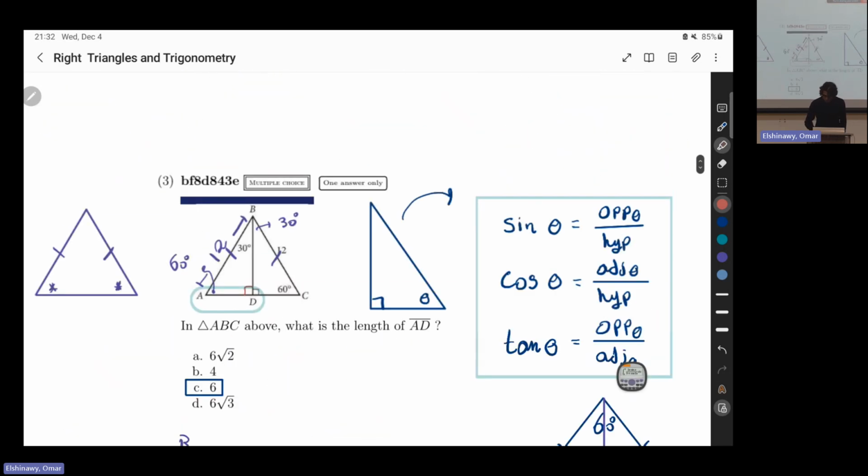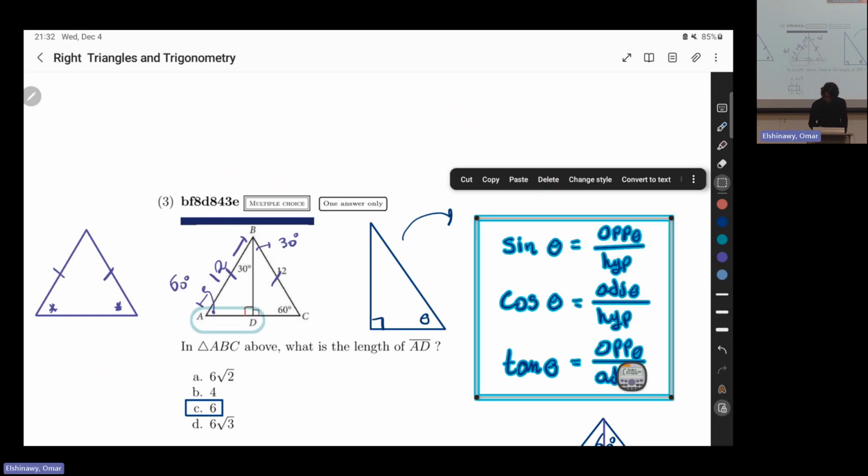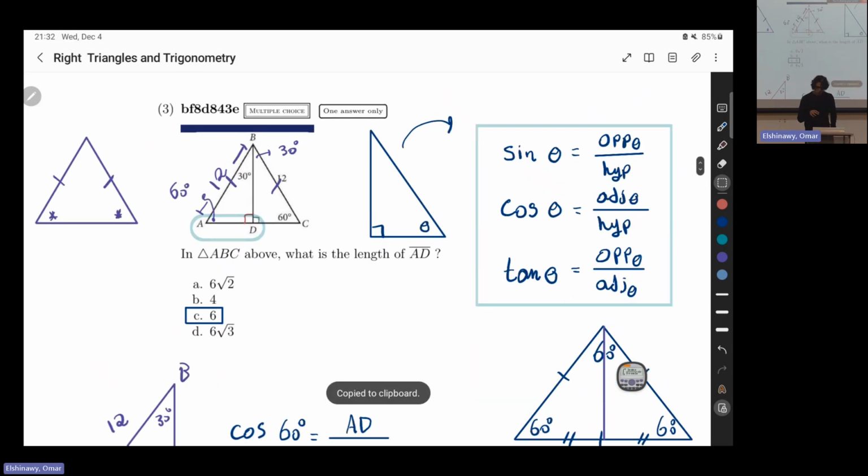I think it's a good idea if we do one more. I just want to make sure this is solidified. But I really want you to focus on how we approach this. We chose the hypotenuse because we knew it. We chose the AD side because we didn't know it and we wanted to know it. So you have to make the right choice, and you have to make the right choice for the right angle.